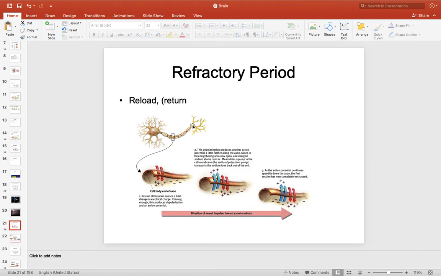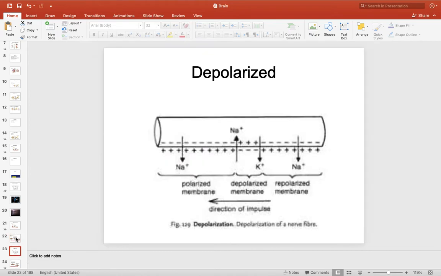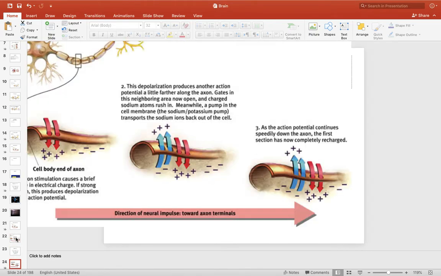And when it reloads, that's called the refractory period. And all it means is this, that process reverses, and the neuron can fire again. All right. All right. So now the neuron is fired.